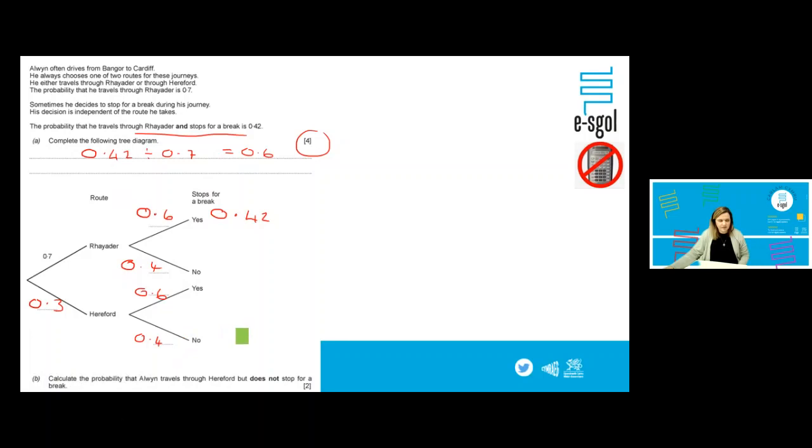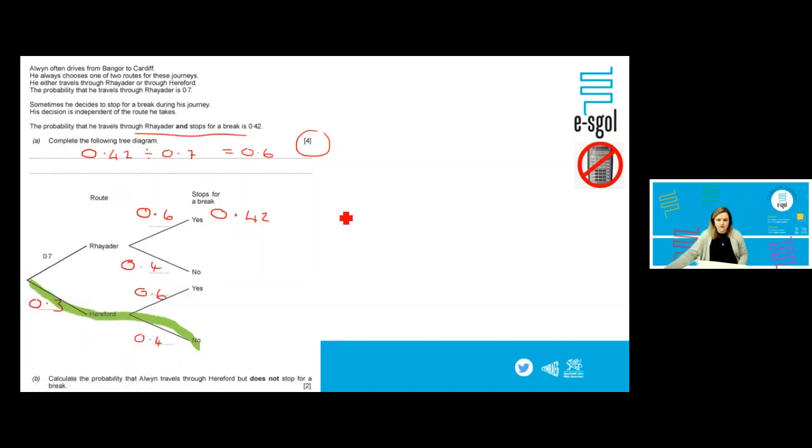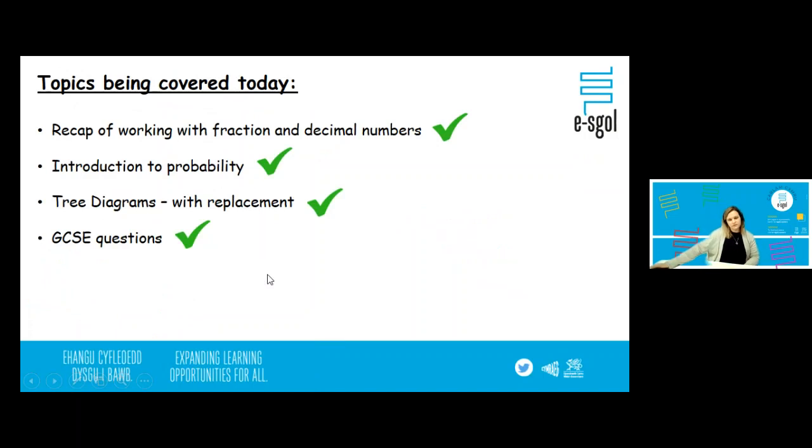So the bottom part, part B, calculate the probability that Alwyn travels through Hereford but does not stop for a break. Following Hereford coming down that way, does not stop for a break, then keeps going across the bottom there. So at that stage you should be doing 0.3 multiplied by 0.4, answer 0.12. So if you check your work there and have a look at what you've done. Okay, so this is where we're at the moment.